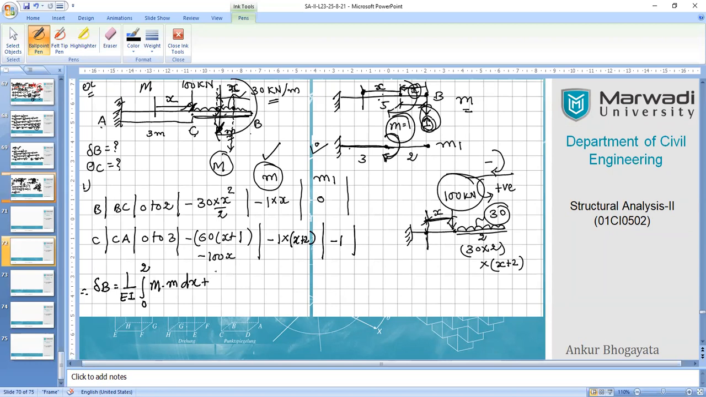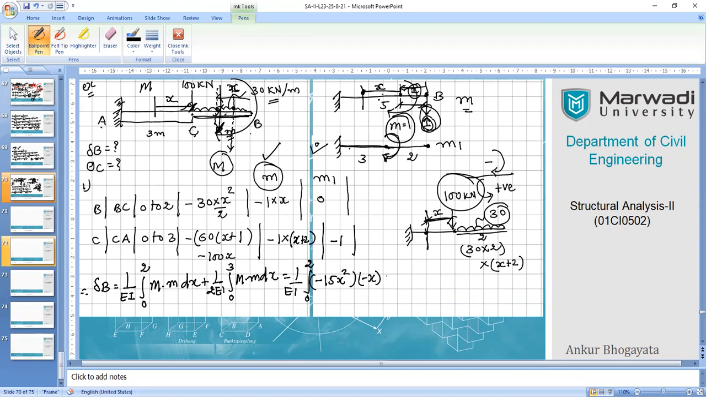It's very straightforward. Now I think you don't need any of the input over here. 0 to 3 meters, capital M into small m dx. That's all. So we'll put everything together. 1 upon EI. Don't mind, I'm using this space forcefully. Capital M is, let's say, minus 15x squared. Keep it simple. I think it should be okay with you.